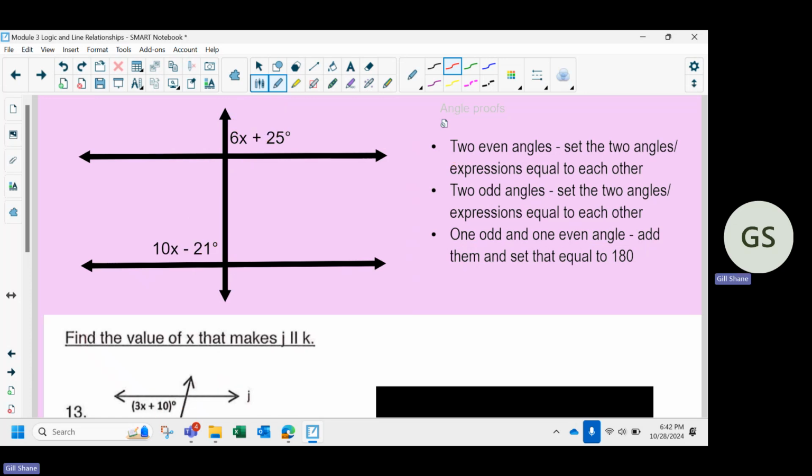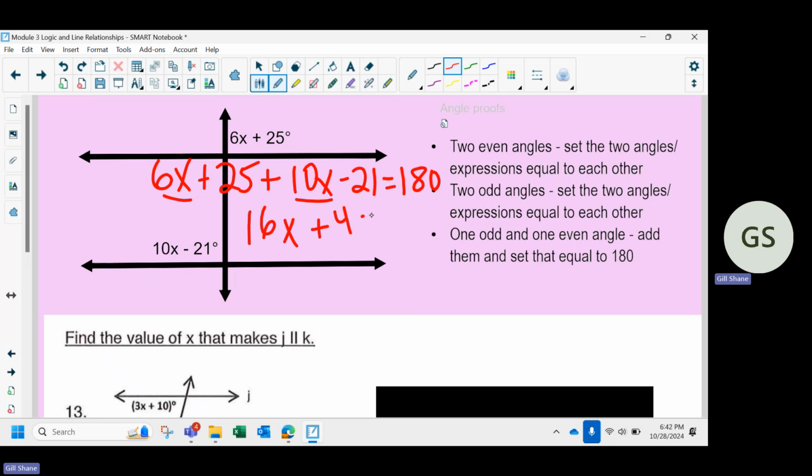Yeah, I'll just get rid of all of that. So if you do this, you would say 6x plus 25 plus 10x subtract 21 equals 180. Now, this is the math that we're a little bit better at when the x's are on the same side. 16x, combining the two numbers, 25 subtract 21 would be plus 4. That equals 180. Subtract 4, subtract 4.